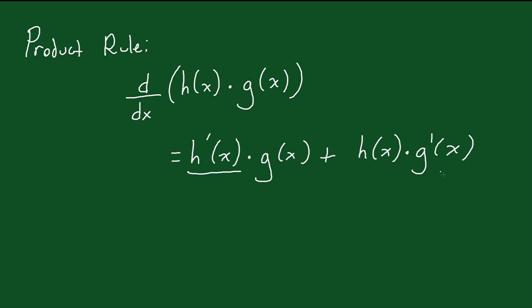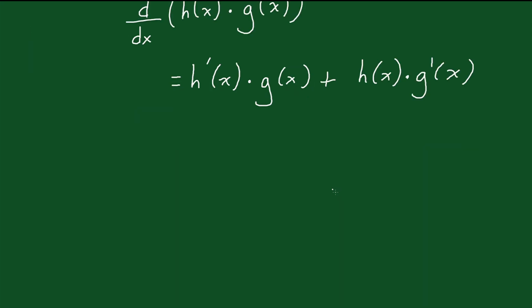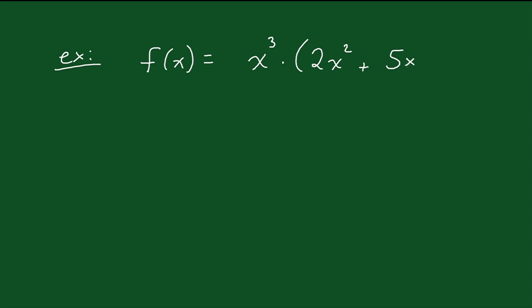So it's a pattern that I think once you get your head wrapped around it, it's pretty easy to remember. You just have to practice a little bit. And I'll show you some examples of how we're going to apply this. So let's say, for example, we have something like the following. F of x is equal to x to the 3 multiplied by 2x squared plus 5x to the 4.